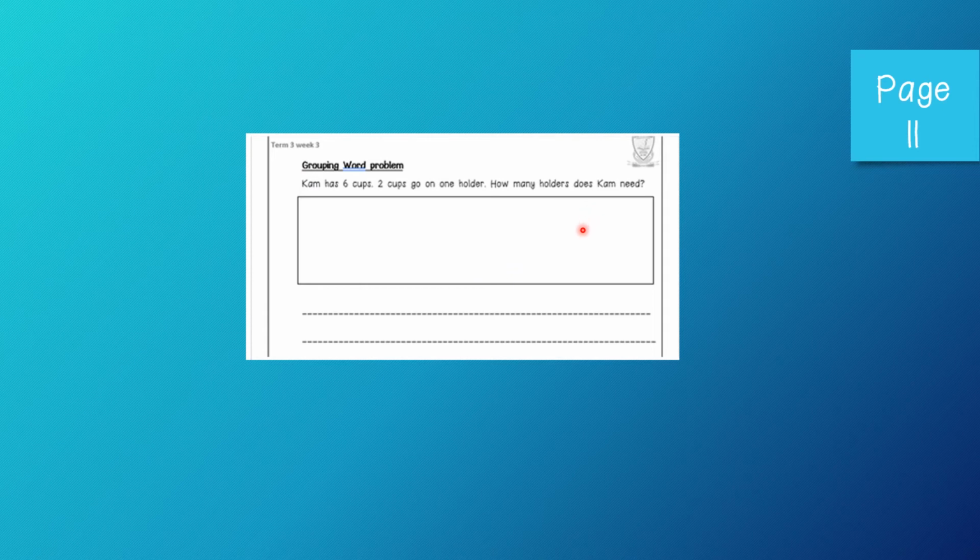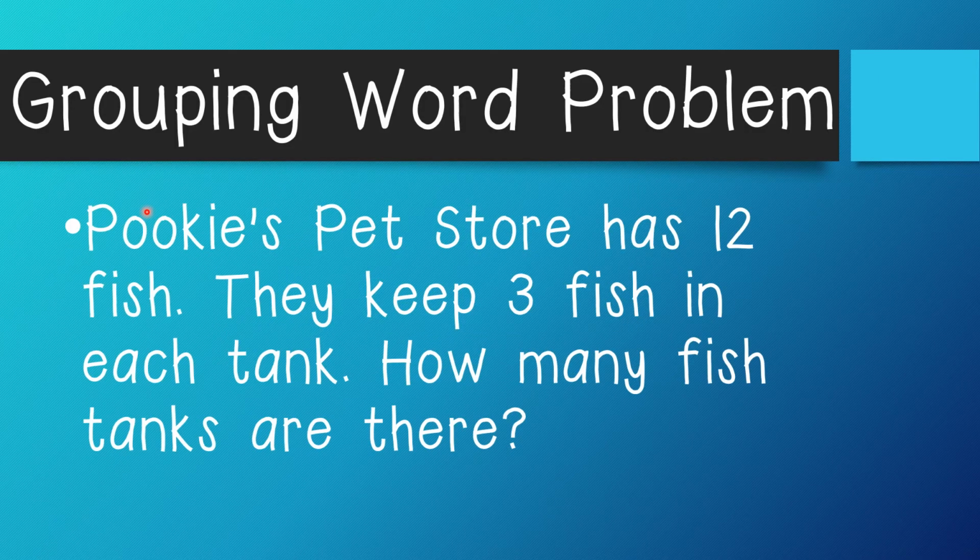On page 11, we have a grouping word problem. So just like our other word problems, we're going to read the story 3 times. We're going to count, and then we're going to end off with a number sentence. So here's our story. Pookie's pet store has 12 fish. They keep 3 fish in each tank. How many fish tanks are there?